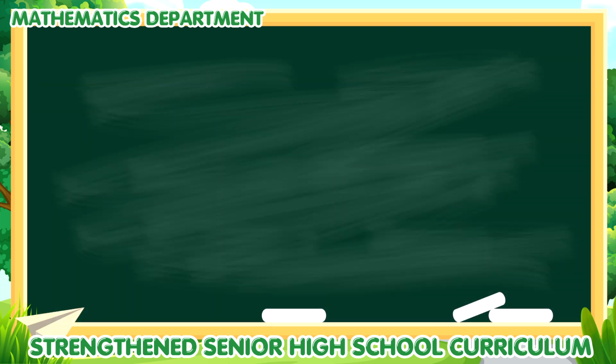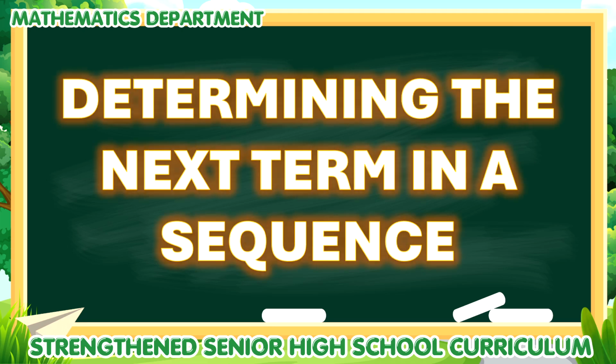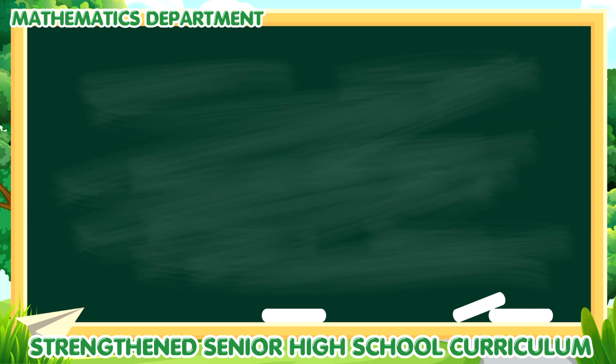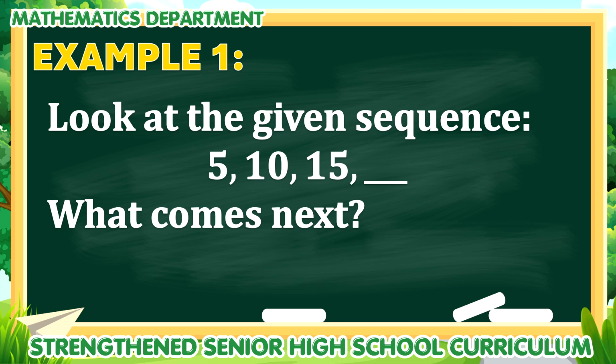Now, the next part of this video lesson is to determine the nth term of a given sequence. For our first example, look at the given sequence. So we have the sequence 5, 10, 15, and blank. So what comes next? So determine the number that comes after 15. The first thing that we need to do is to observe our pattern. So from 5, we have 10. And then from 10, we have 15.